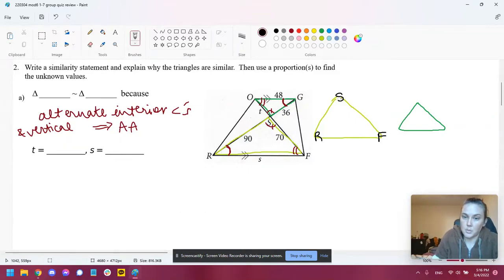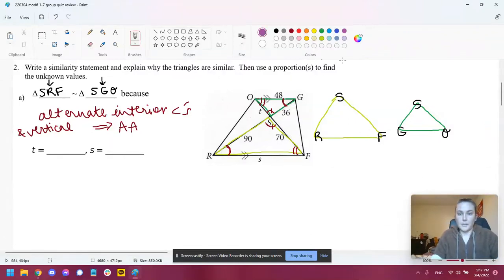Now, when I ask which dark green triangle vertex matches with the vertex S on the light green triangle, it's also S because it's the same angle. G matches with R, so I'm going to write it in the corresponding place to R. And O matches with F. The triangle similarity is then SRF and SGO, making sure that if R matches with G, they're in the same place.